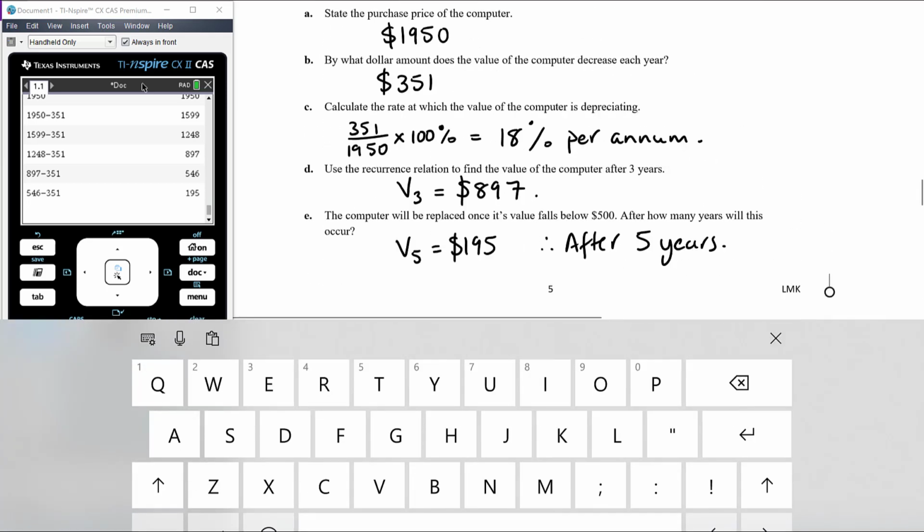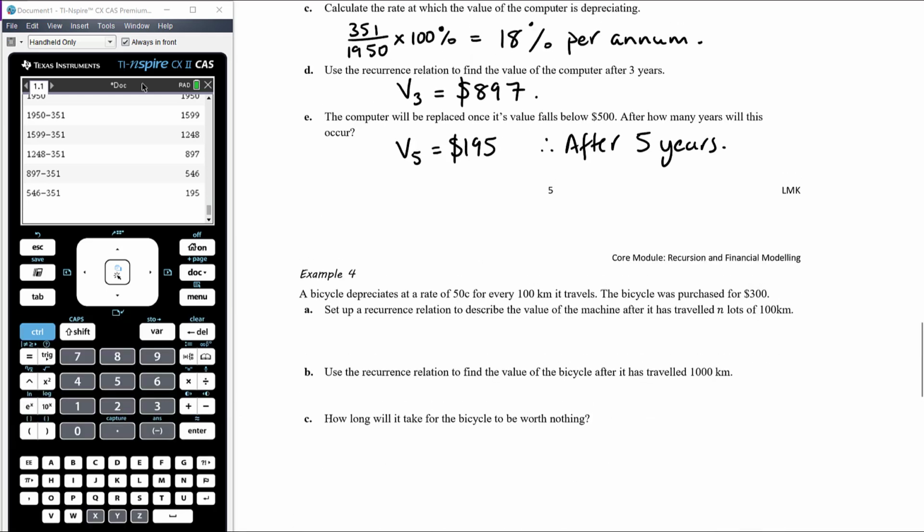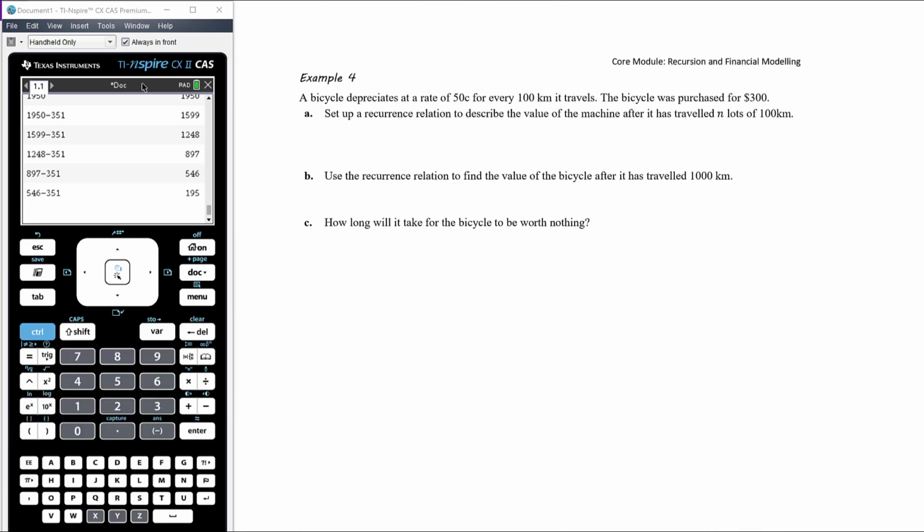Okay, example 4. A bicycle depreciates at a rate of 50 cents for every 100 kilometres it travels. The bicycle was purchased for $300. Set up a recurrence relation to describe the value of the bicycle, after it has travelled in lots of 100 kilometres. Okay, so initial value of the bicycle is $300.